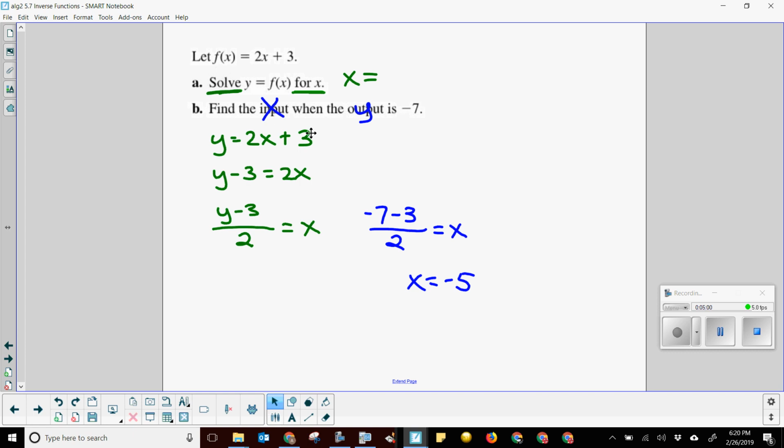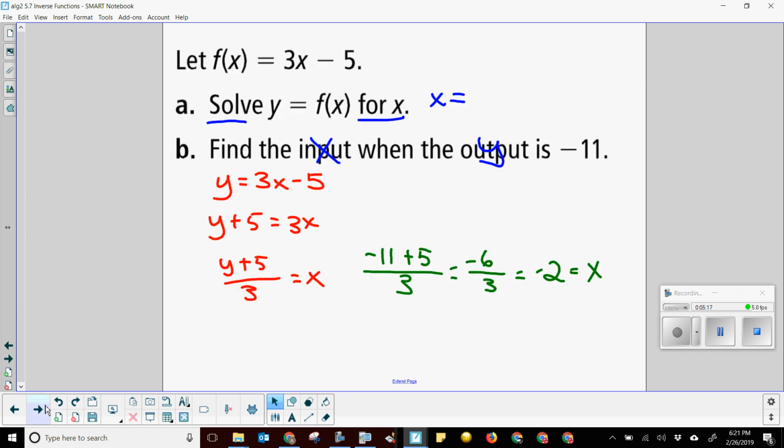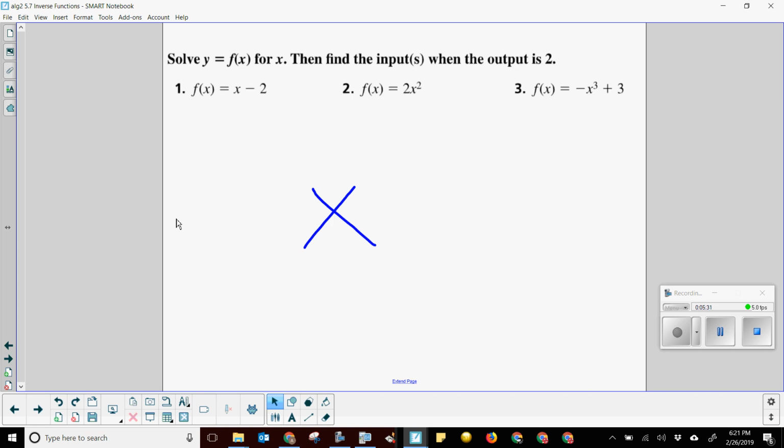Well, input is always x, and output is always y. This is probably why they didn't say, hey, find the inverse, because they still wanted to call it input-output. Output's -7, so y is -7. -7 minus 3 is -10 divided by 2, -5. Here's another one. I'll just let you write this down. It was the same kind of thing. Hopefully it makes sense. Again, we're plugging -11 into y. But we're essentially finding the inverse without swapping it around.